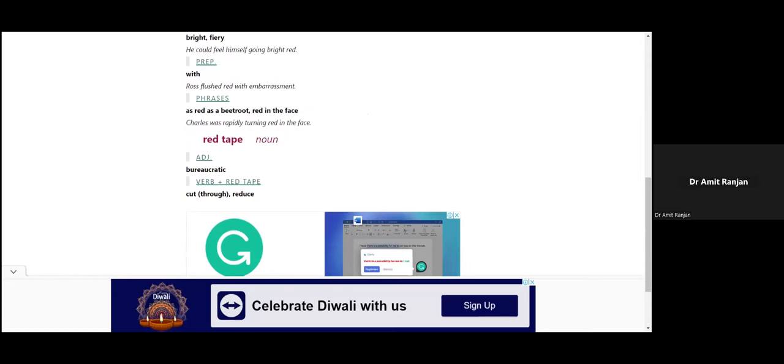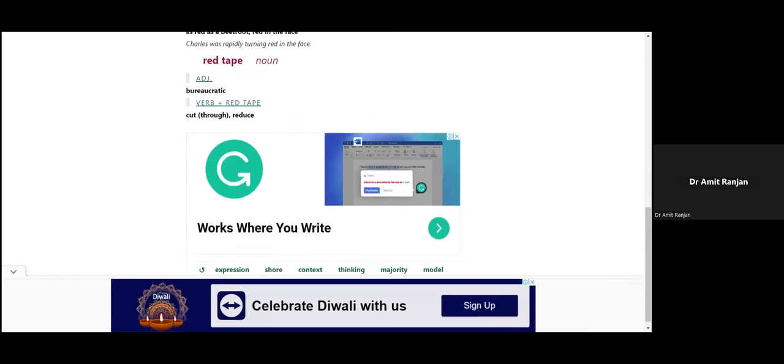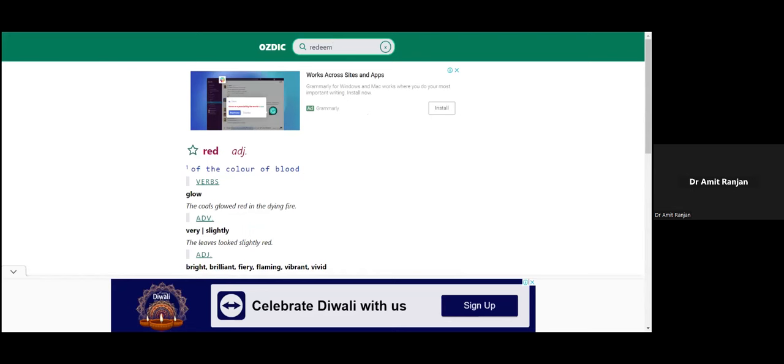So apart from just the word, as you can see, it also uses the phrasal noun, what a red tape is, and so on and so forth. So it's a very useful site for the usage, how to use a word or a phrase. So this you should remember.